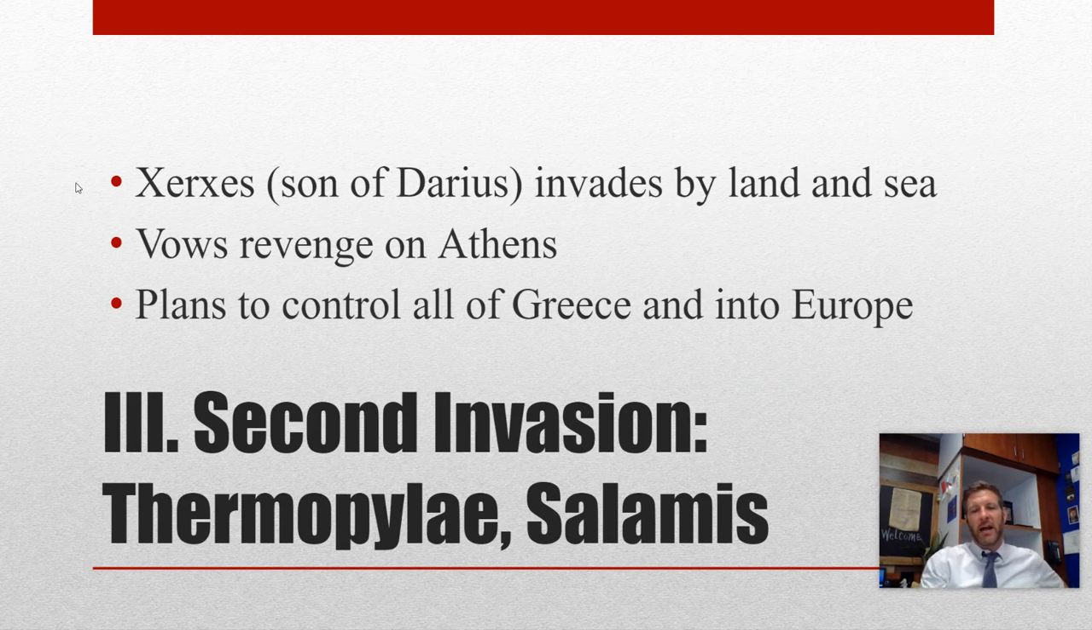So that takes us to our last point, the second invasion and the battles of Thermopylae and Salamis. This time it is a double invasion. Xerxes takes a different invasion route than his father Darius, and he invades by both land and sea. And we'll go ahead and look at a map in a second. And his goal is not just the embarrassment and the humbling of Athens. He wants to invade and occupy Greece and eventually march into all of Europe.